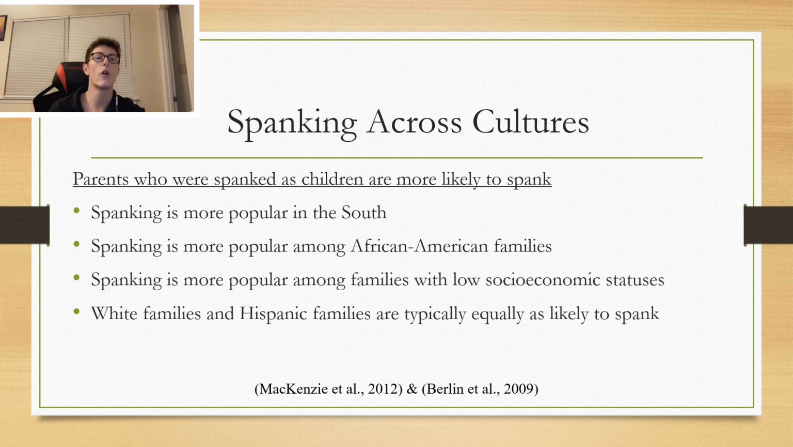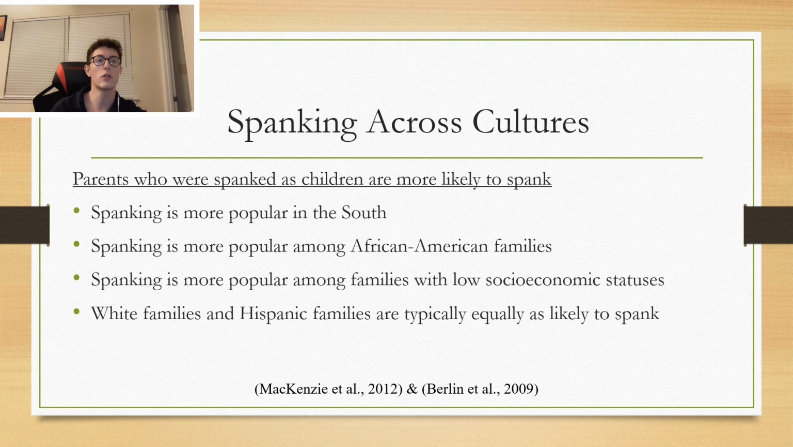We can see a lot of overlap on the last two slides regarding cultural predictors of spanking and non-cultural predictors of spanking. Firstly, spanking is very popular in the South, as we saw on the map of where corporal punishment is legal. Next, we could look at spanking among African American families and in families who have a low socioeconomic status. In many studies, the participants were overlapping in both of these categories.